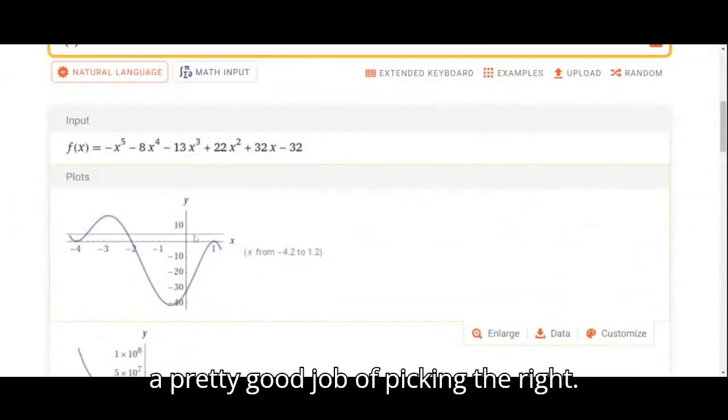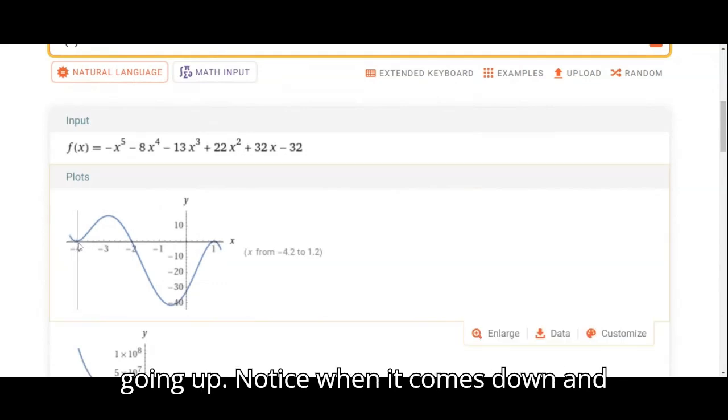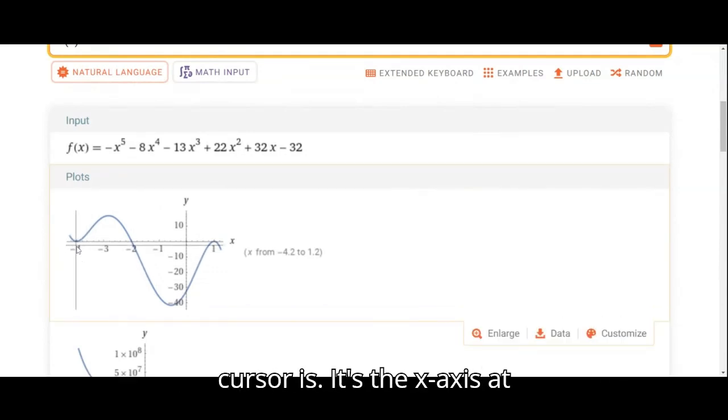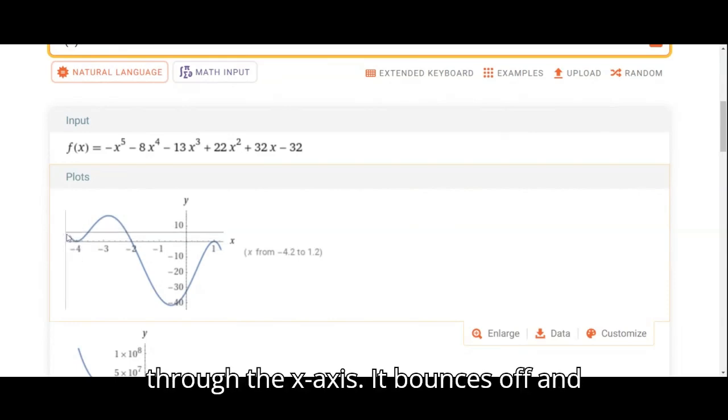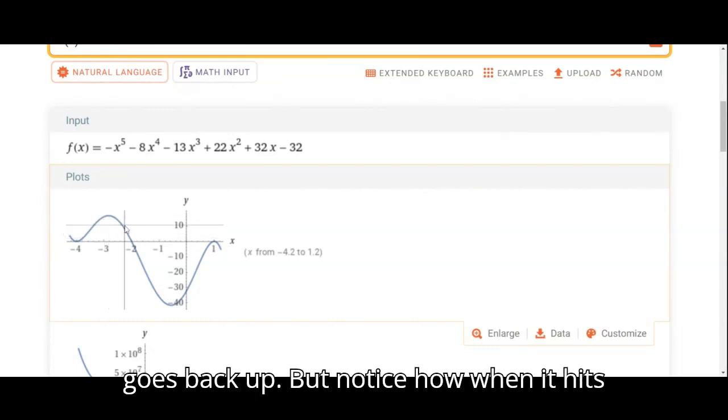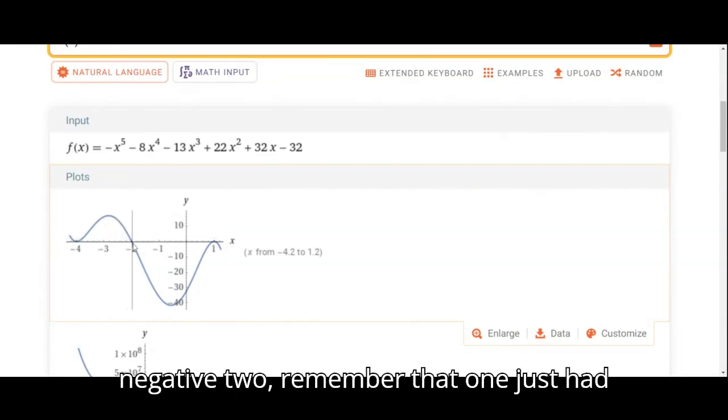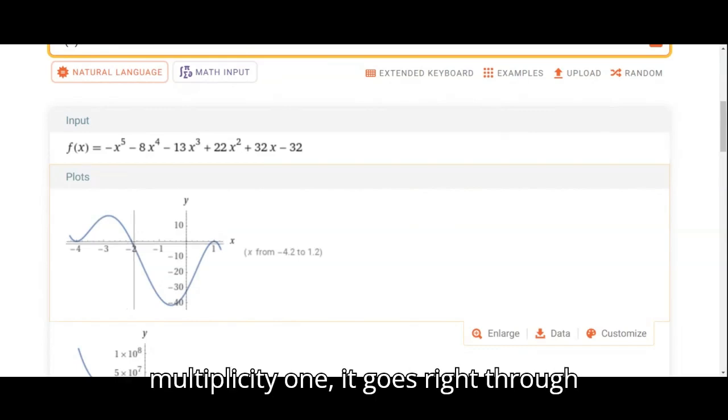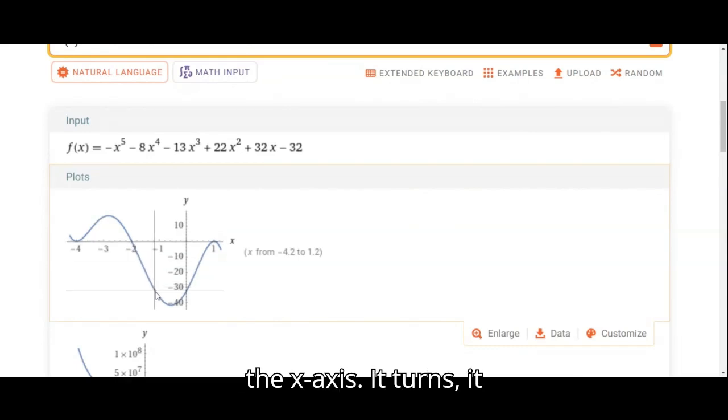That's because the computer usually does a pretty good job of picking the right part of it to show you. So it's going up. Notice when it comes down and hits -4, y'all see where the cursor is. It's the x-axis at -4. Notice it doesn't pass through the x-axis. It bounces off and goes back up. But notice how when it hits -2, remember that one just had multiplicity 1, it goes right through the x-axis.